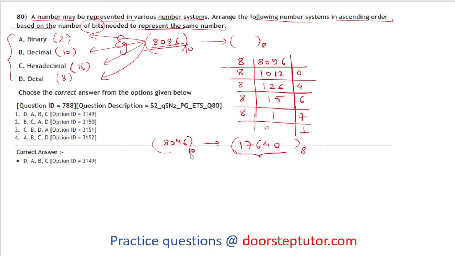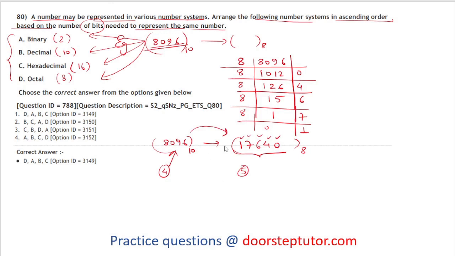Okay, so how many bits are required to represent this number in decimal? That is 4 bits are required. Here how many bits are required? 1 2 3 4 5. So to represent the same number in the octal format, we need 5 bits.